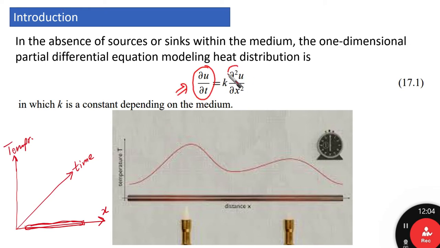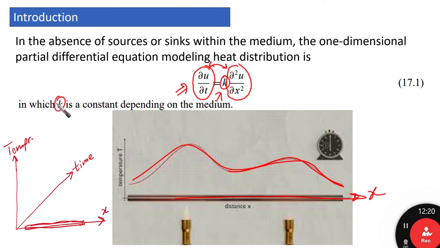And there is another thing, which is partial squared u partial x squared, which is the second derivative of this function that you are seeing here. It is along the x-axis, and it is going to be related to the other term through one over k. We call this k, a constant depending on the medium.